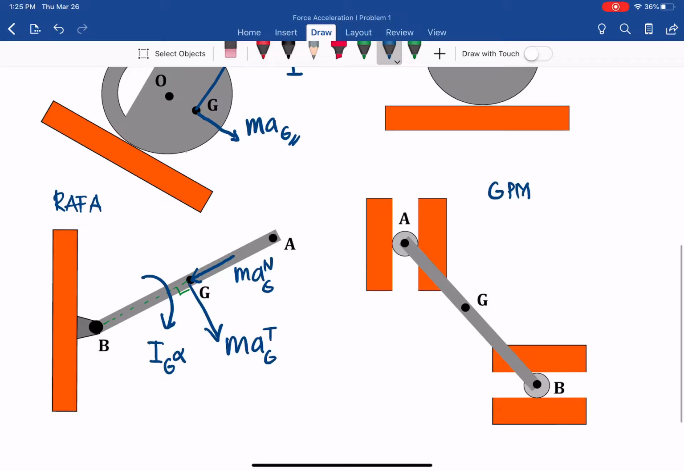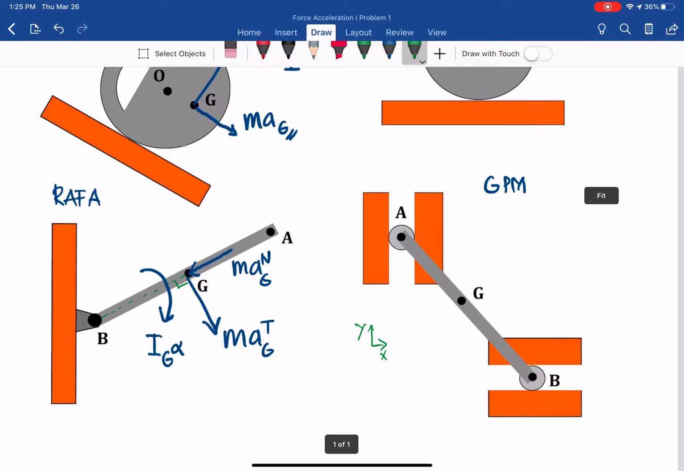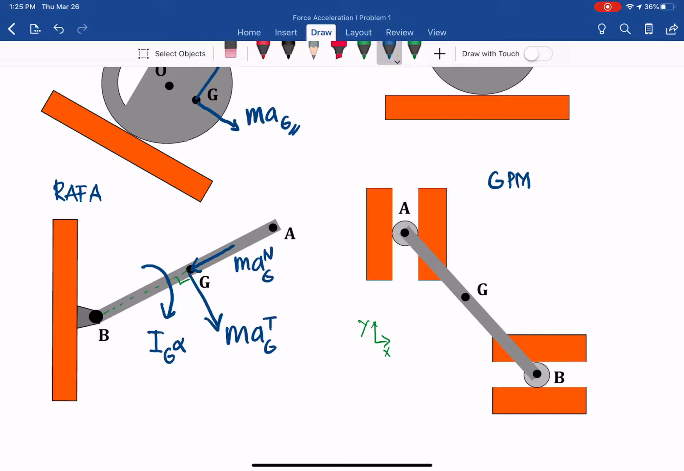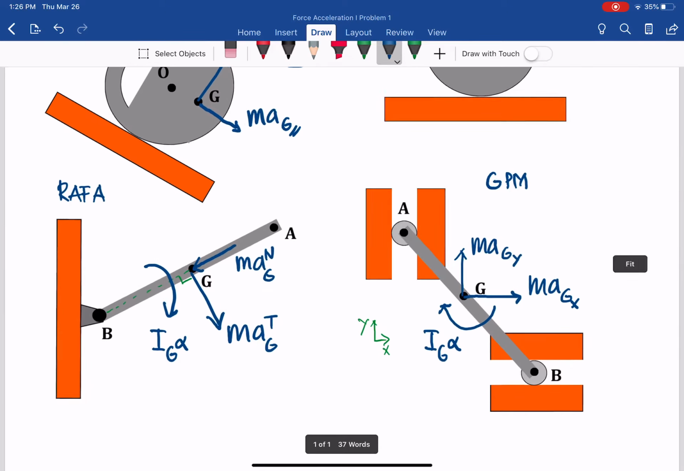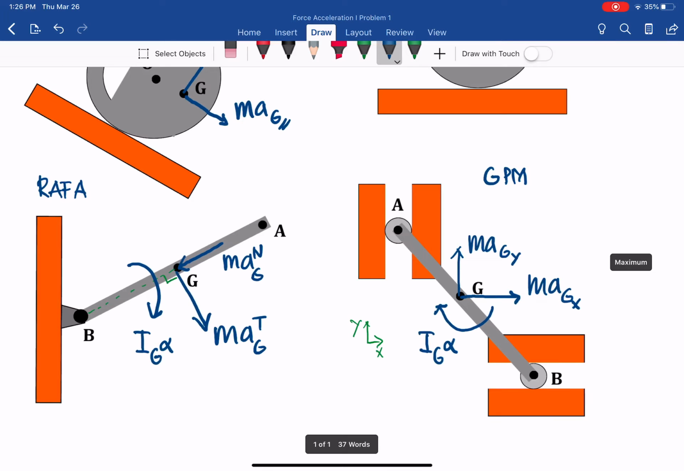And yes, for any random axis, we can assume the X and Y axes, horizontal, vertical. So this is a general case. So because it's GPM, you have MAGX. G can move up or down, so you can have MAGY. And AB also rotates. So we can have IG alpha. So that, the last one, is the 3 terms exactly as in the general kinetic diagram that I showed you in the lesson notes.